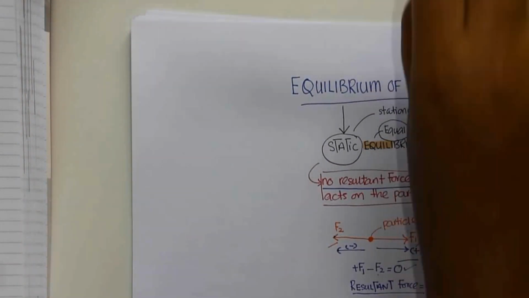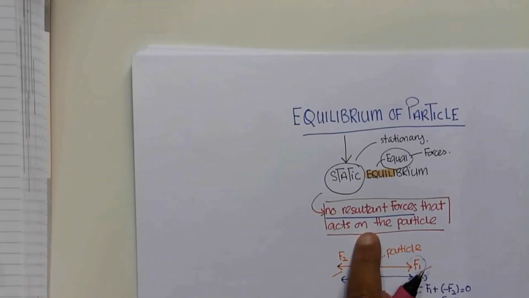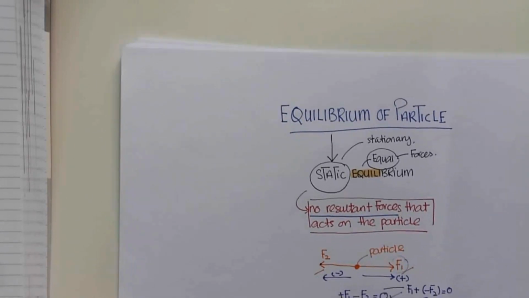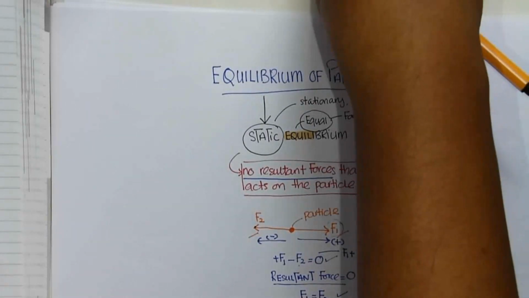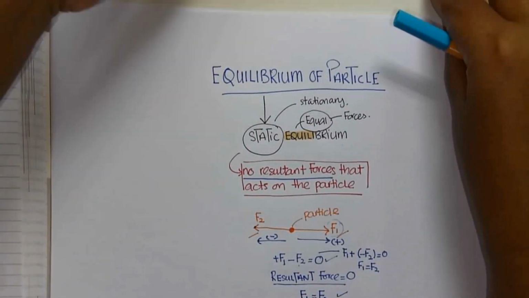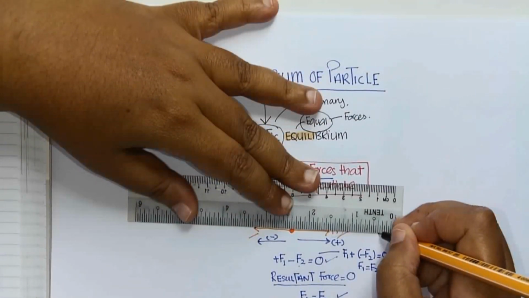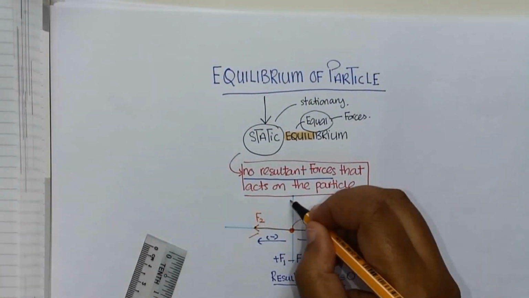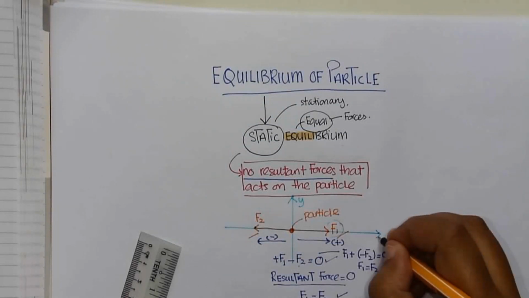We can also conclude that since the resultant force is 0, the components of the forces acting on the particle which is in equilibrium must be 0. So the component is along an imaginary line. I will draw an imaginary axis, like this example. Okay, so this is the y-axis and this is the x-axis.